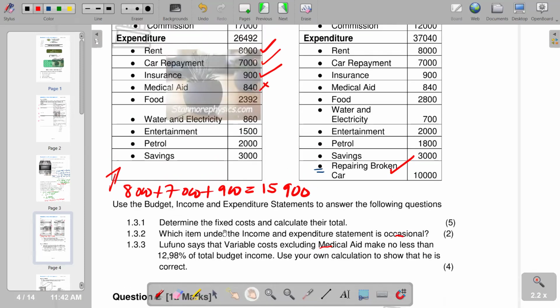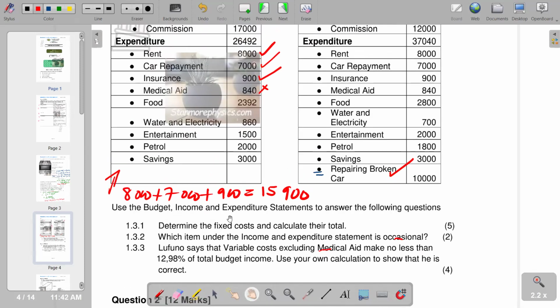So according to our information, you'd see that the variable costs that we have: food here is one of the variable costs. We have also water, electricity. We have also entertainment. We have also petrol. And the savings becomes not part of variable. So with that now, we are going to add 2,382 plus 860 plus 1,500 plus 2,000.